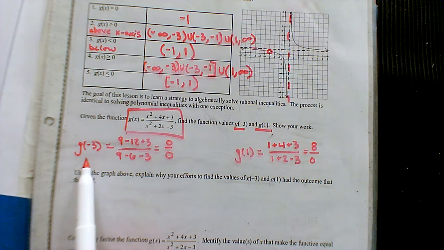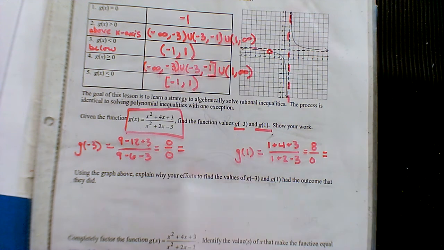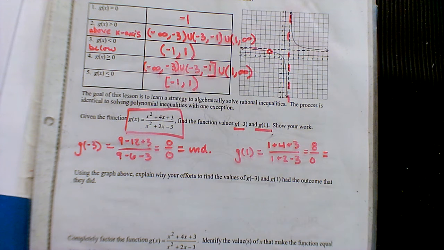Did you get 0 over 0 for negative 3? Yeah, that's a little weird, okay? And then 8 over 0 for 1? Yeah. Okay. Can we go a little further with these? Do we know what 0 divided by 0 is? Yeah? Undefined. It's undefined. Okay, some of you might have the inner thought to say that that's 1 because you see the same number being divided by itself, right? 8 divided by 8 is 1, 0 divided by 0 you might think is 1.